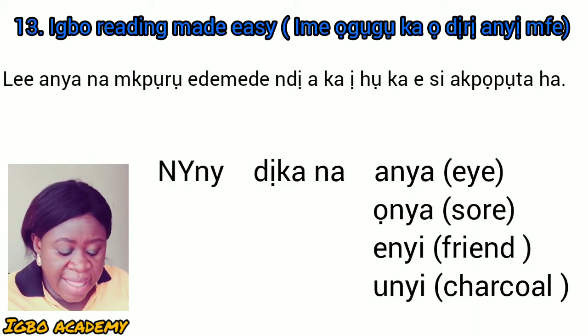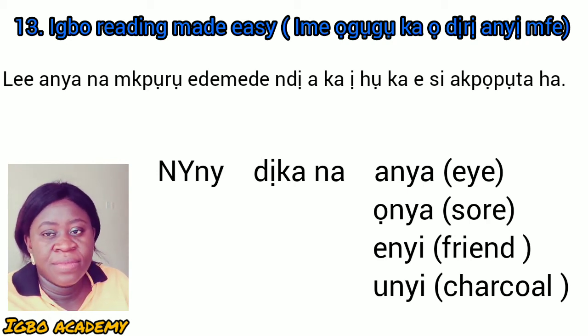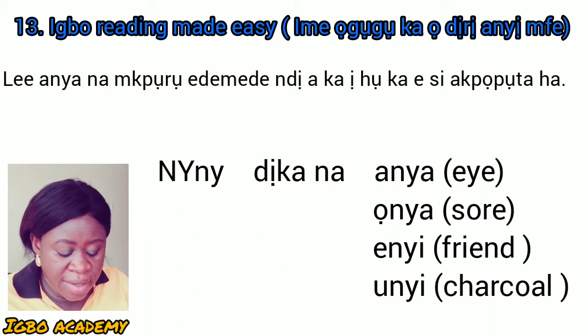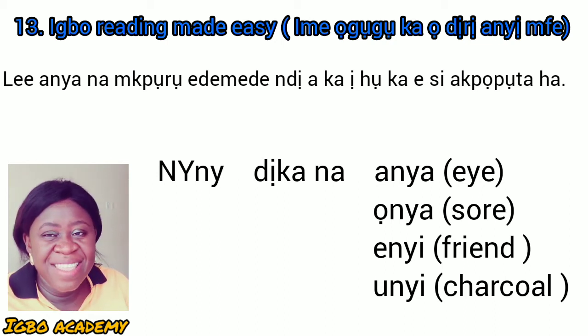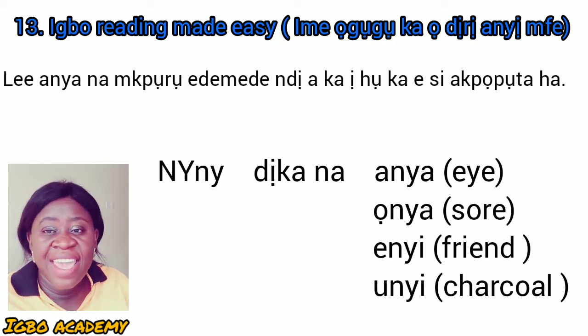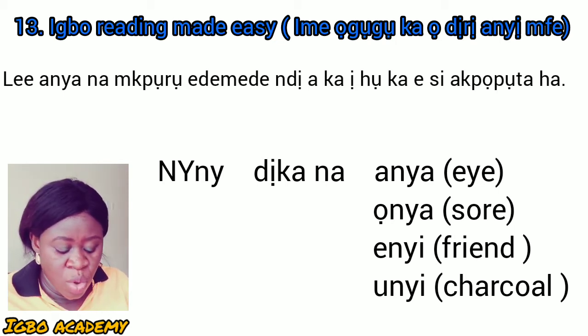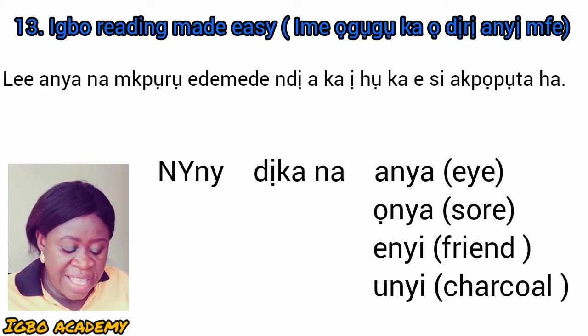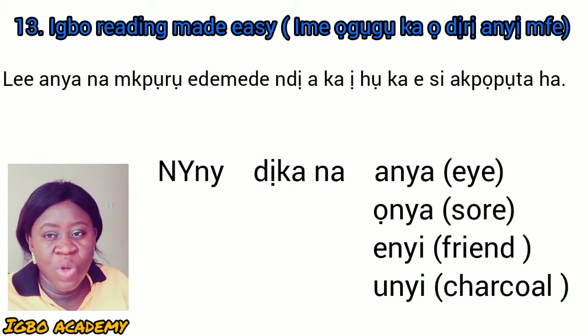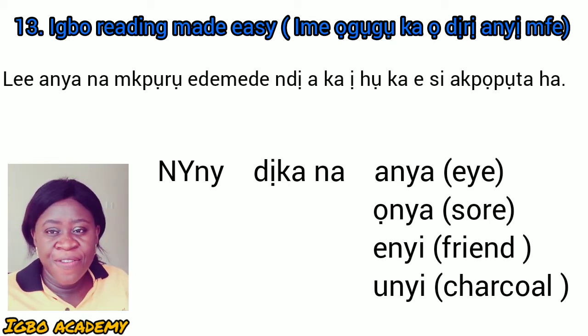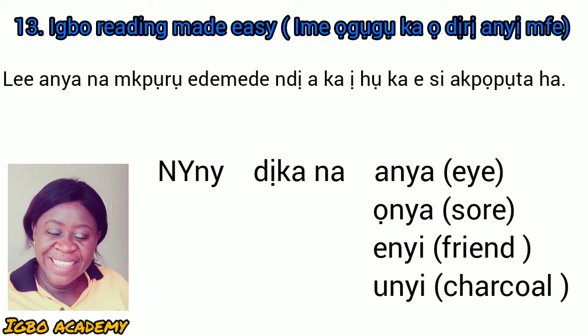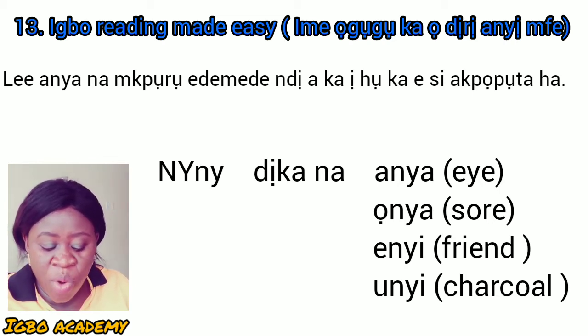Nyi dịka na anya, eye. Ọnya, so. Enyi, friend. Unyi, charcoal. Nyi dịka na anya, eye. Ọnya, so. Enyi, friend, and unyi, charcoal. Then we go to O.